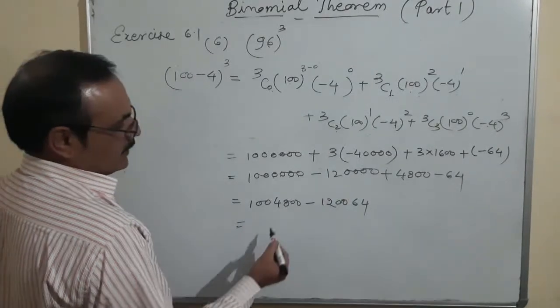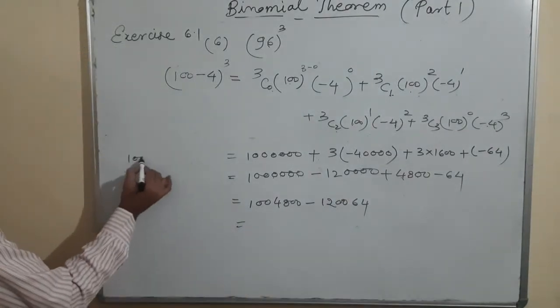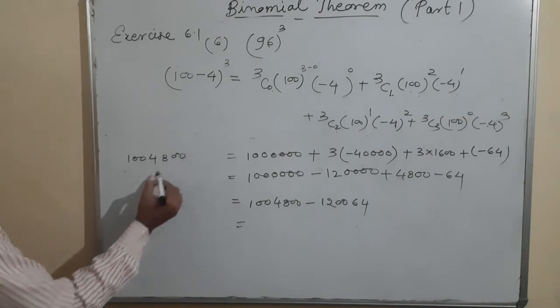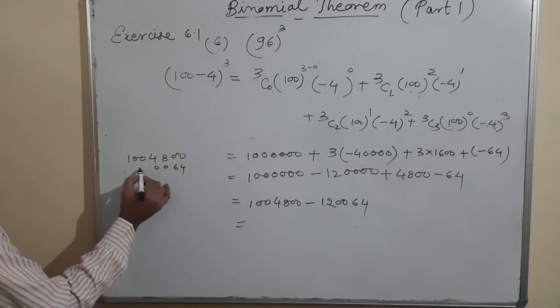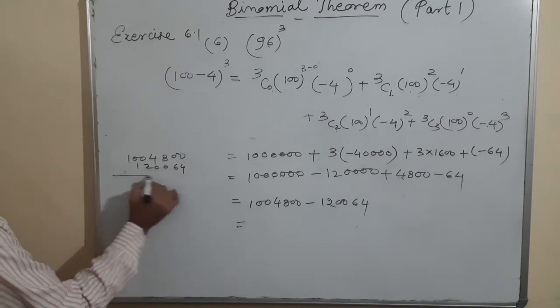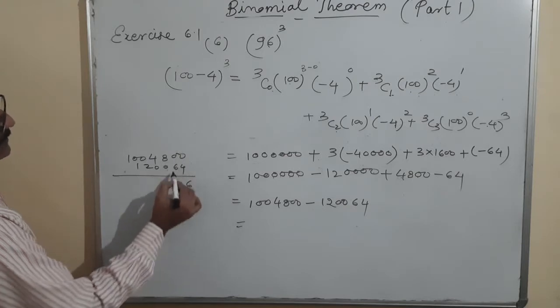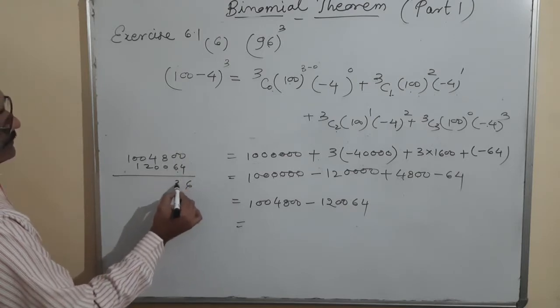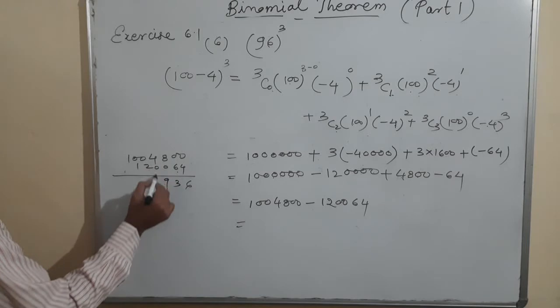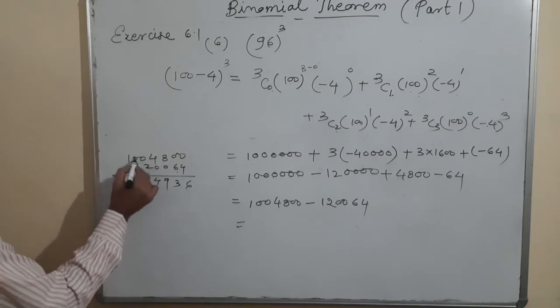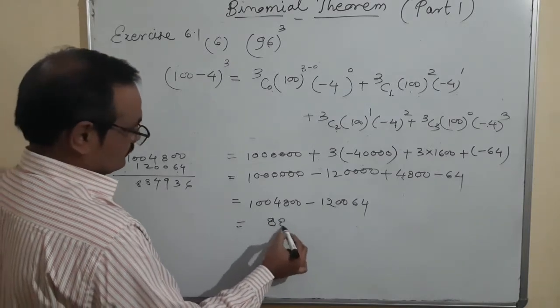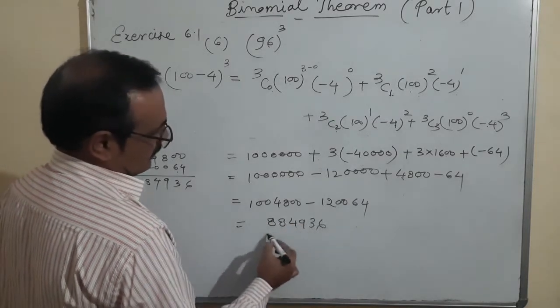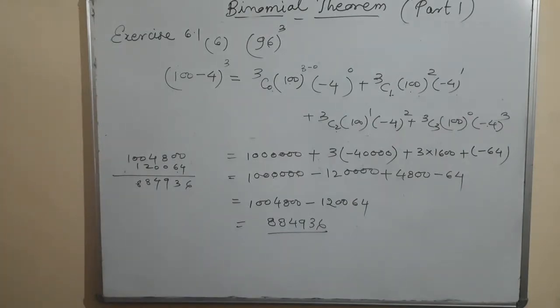And when we are going to subtract 1 0 0 4 8 0 0 minus 64 0 0, 10 minus 4 6, 9 minus 3, 9 minus 6 3, it is 9 4, 10 minus 2 8, 9 minus 1 8. 8 8 4 9 3 6. This is the multiplication of 96 into 96 into 96, 3 times.